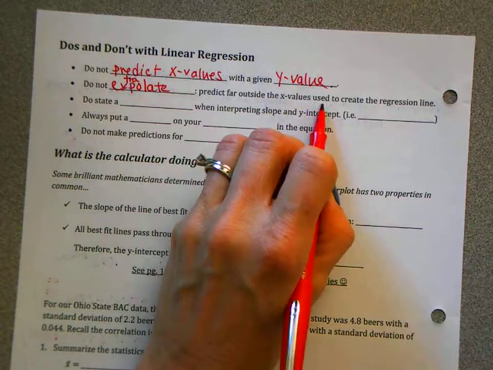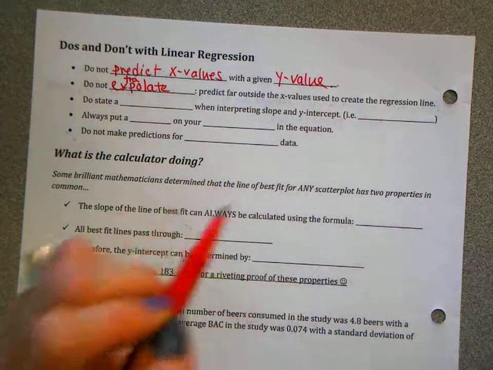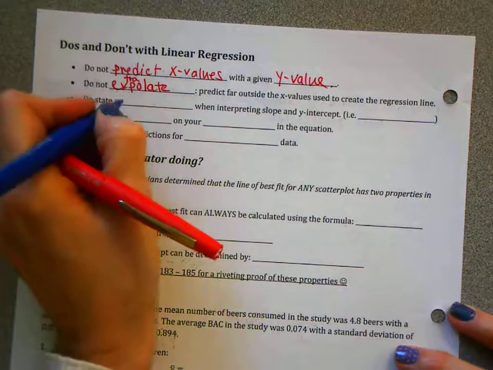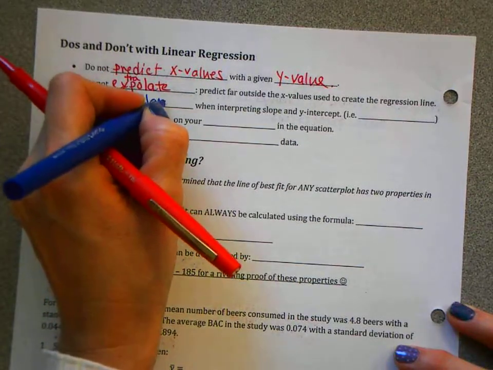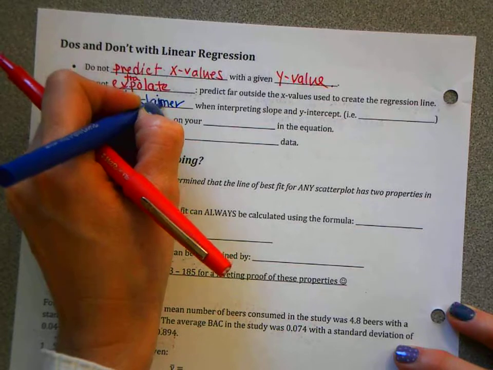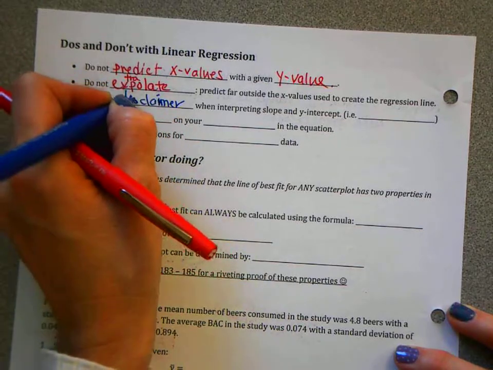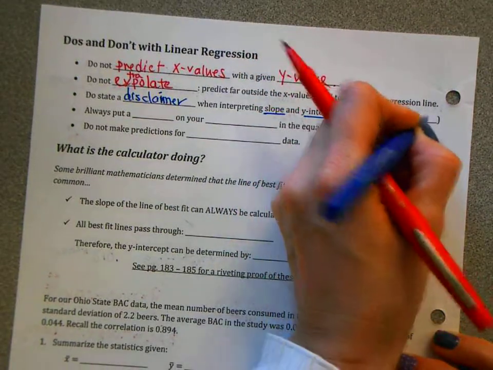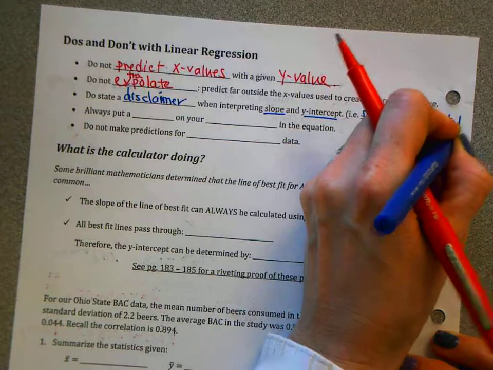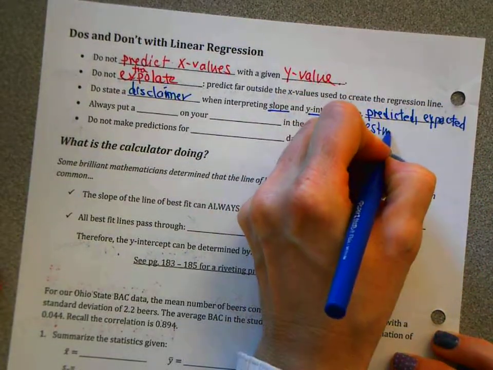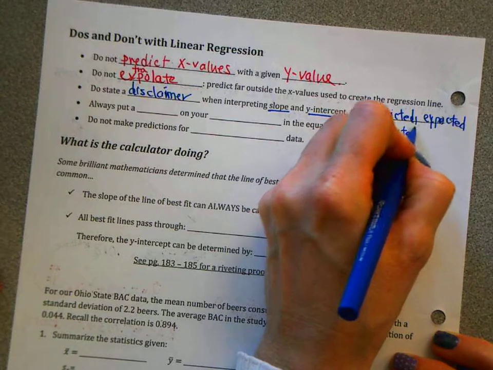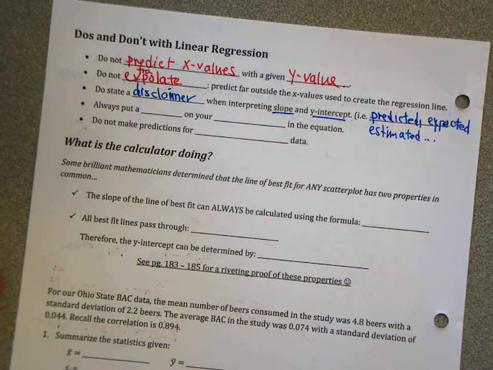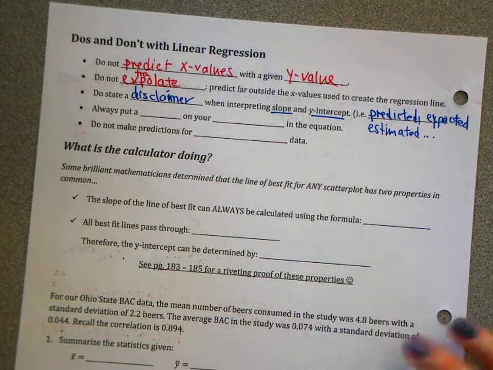You do want to always state what I call a disclaimer. Disclaimers are things to kind of cover your butt and make sure you're not saying more than you actually know. That means that whenever you're doing your slope or your y-intercept, you want to say things like predicted, expected, estimated. Pick whichever one is your favorite and use it every single time. Even just approximately would work too, to indicate that it's a general trend and not exactly what happened from point to point. You always put a hat on the y variable. I will take off for that.